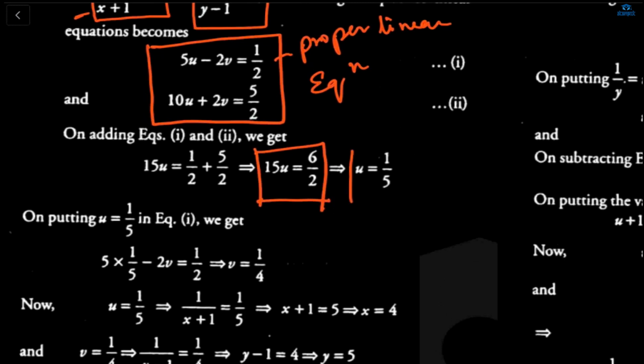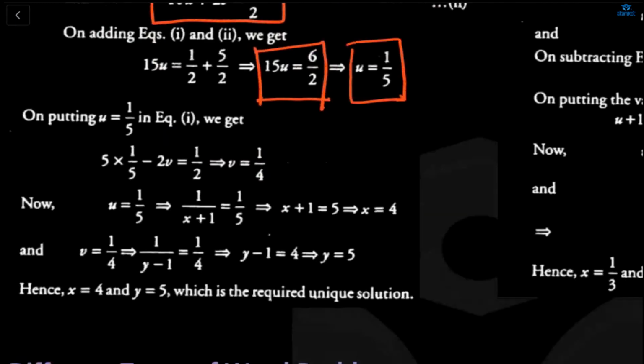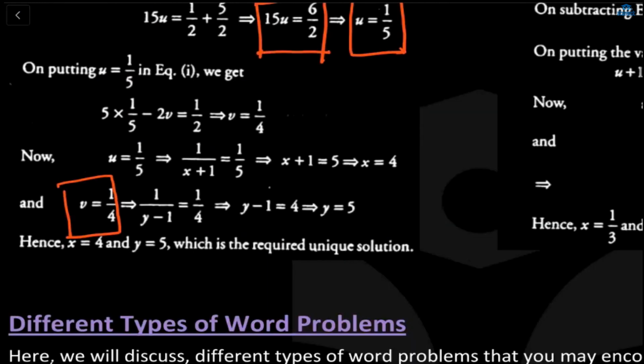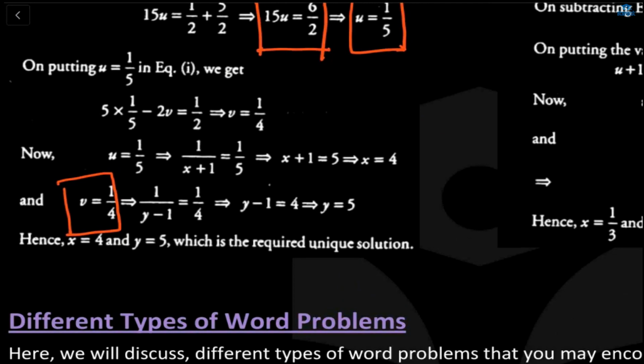I've got the u value as 1 by 5. Now I'm going to put this u value in any one of the equations and get the value of v. Now you see we have assumed the value of v as 1 upon y minus 1. So v is equal to 1 upon y minus 1, which is equal to 1 upon 4. By cross multiplying, we have got y minus 1 is equal to 4. So the value of y is equal to 5.